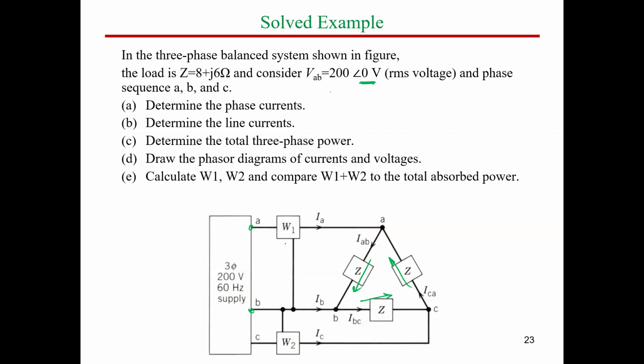We will elaborate more. What is the device that can be connected in this shape? We will see how we can calculate the reading of W1 and W2 and compare these readings, the value of W1 plus W2, with the total absorbed power calculated in part C. So let's take it step by step. Let's start firstly with determining the currents of this power system.